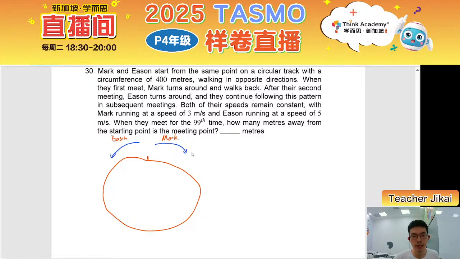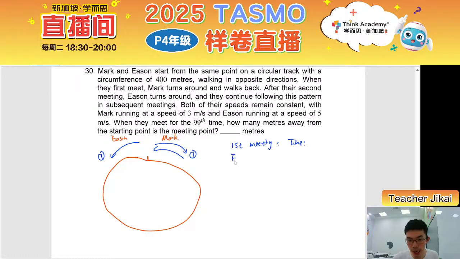And then they meet for the first time, right? And then Mark will turn back. Mark's direction will come like this. So here, for the first meeting, what is the distance between the meeting point and the starting point? We need to know the distance here. So what is the time?